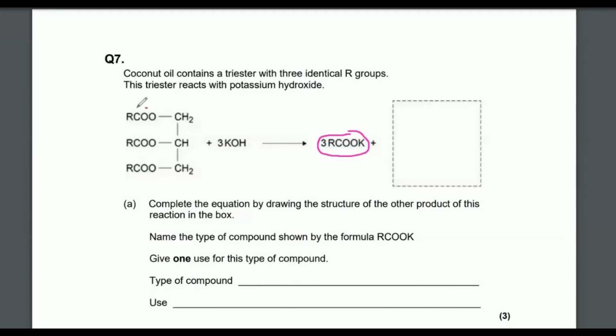So first of all, I just want to show you that our 3RCOOK has come off. So we need to remove that from our reactants on the left. Whatever's left over, we just combine to make the product in the box. So we're missing CH2, CH2, and 3 OHs. And of course, this is going to be a molecule of glycerol, or propane-1,2,3-triol, which is the IUPAC name. This is like a displayed formula I'm showing here, but we can also write out the structural formula, which is probably better for this question.